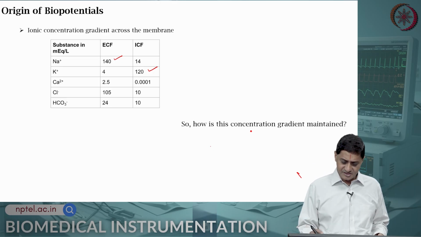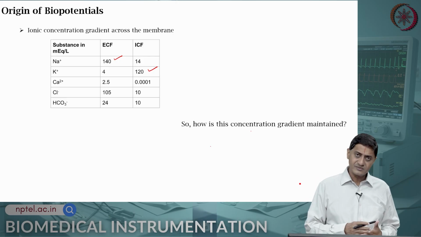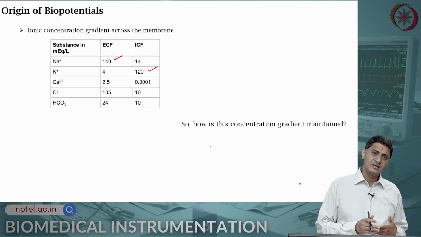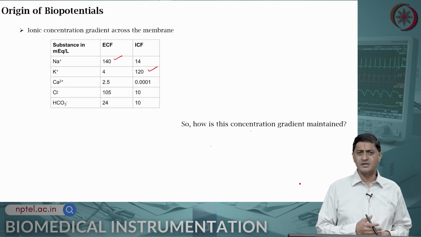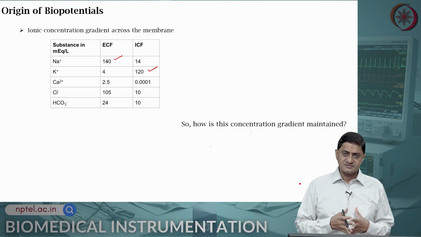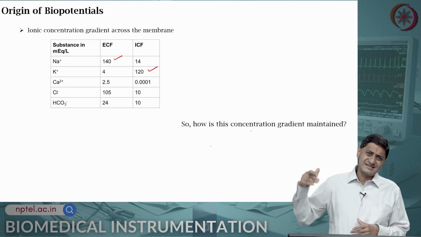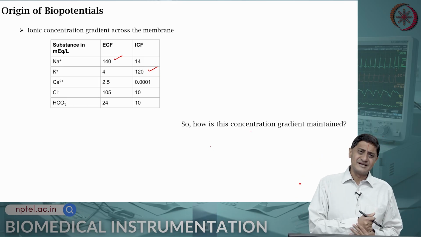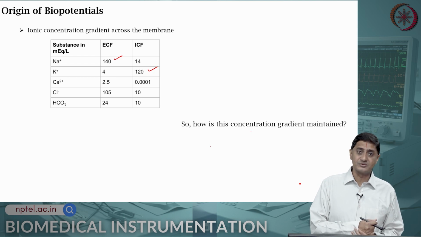How is this concentration gradient maintained? Now, 14 milliequivalents per liter is present inside and 140 is present outside. So, that means there is a natural 10x concentration gradient. If there was an integral protein that would allow passage of these sodium ions, then sodium would pass through this.